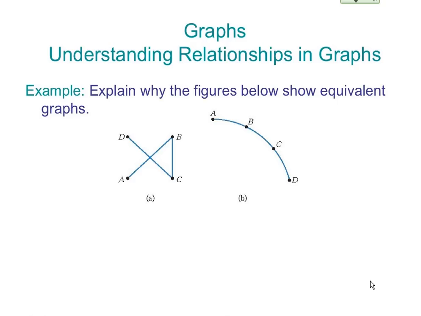So these graphs are equivalent. We can consider them the same graph, even though they look completely different. They have the same number of vertices, the same labeled vertices, and the same edges going to the same points.